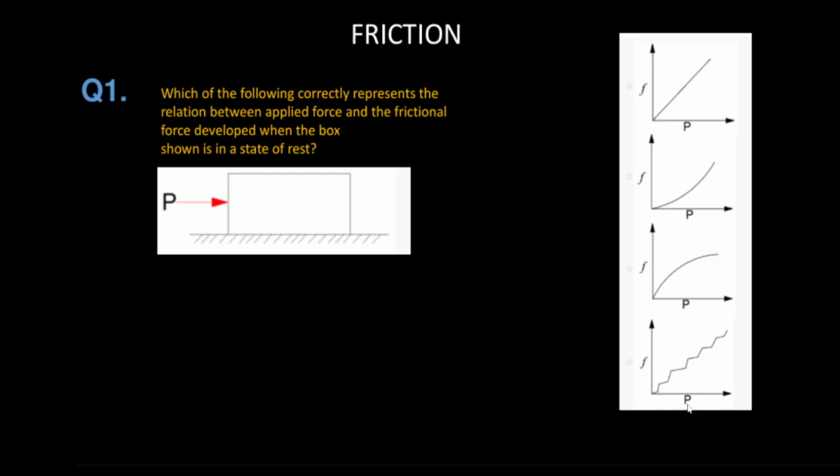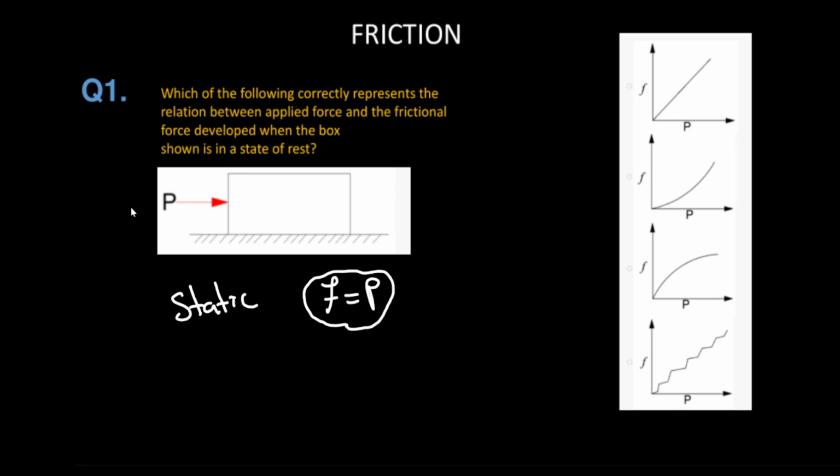Now we'll do some numericals. See, read this question carefully. It is mentioned: which of the following correctly represents the relation between the applied force and the frictional force developed when the block shown is at rest. That means he's talking about the static condition. We know for the static condition the frictional force is equal to P. This is the self-adjusting force.